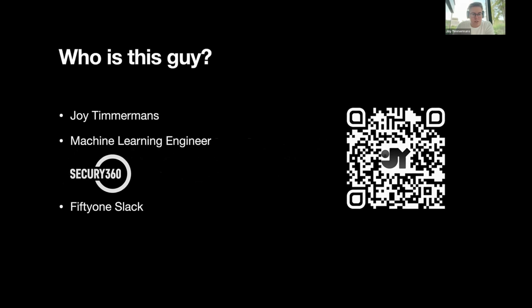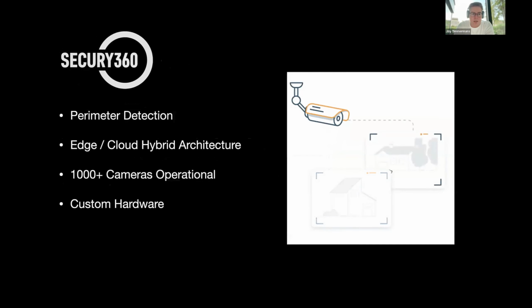So Security 360, where I'm working, we focus on perimeter detection and security. We do this by an edge cloud hybrid architecture. So we do a small AI model inference on the edge, and then a bigger AI in the cloud to do false detection filtering. Currently, we have more than 1,000 cameras operational, and we run this on our custom hardware.